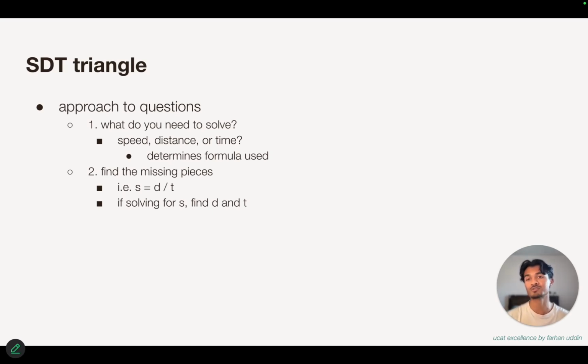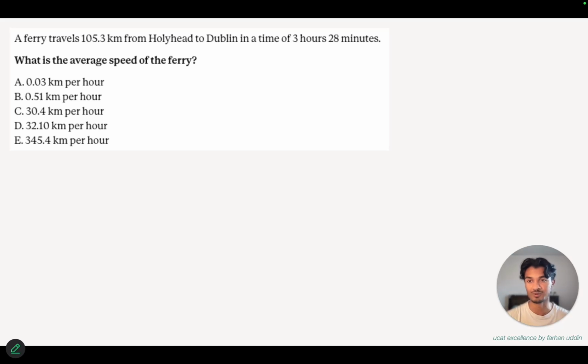Otherwise, let's move on to some worked examples, starting off with this question. So, using the speed, distance, time triangle, pause the video now and have a go at this question.